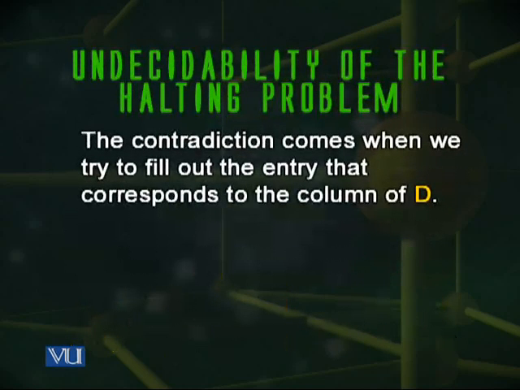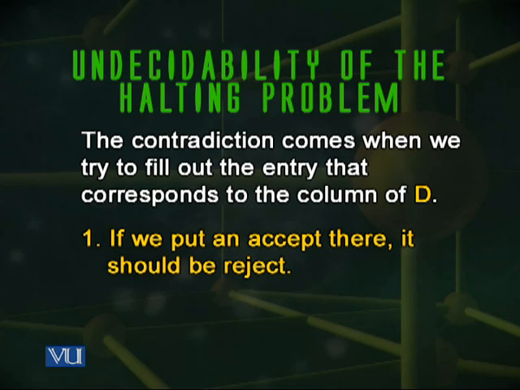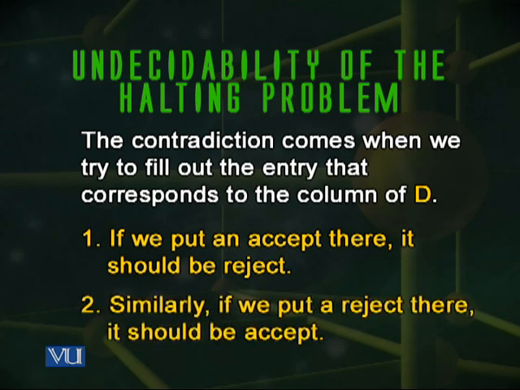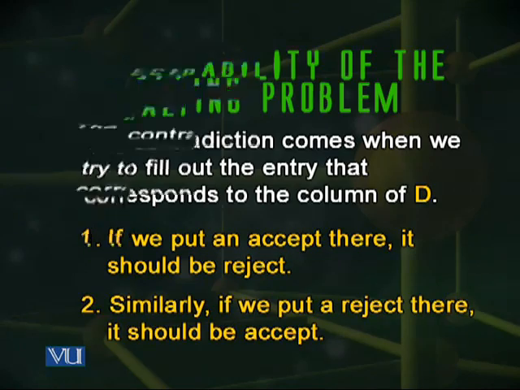The contradiction comes when we try to find the entry that corresponds to the column labeled by the description of D. If we put an accept there, it should have been a reject. Similarly, if we put a reject there, it should have been an accept. So you can see that the proof we have done is actually nothing but diagonalization. The main idea of the proof is once again coming from Cantor's idea of diagonalization. We can put this proof in the language of diagonalization. This is a spectacular proof. We have shown that the halting problem is undecidable.